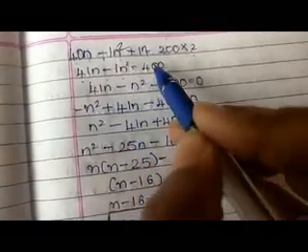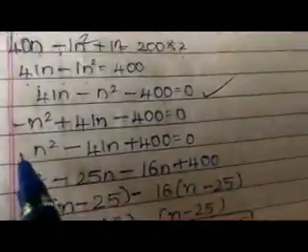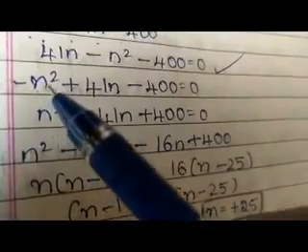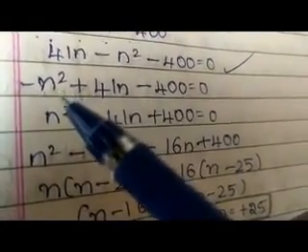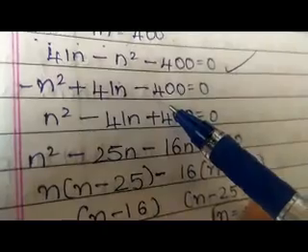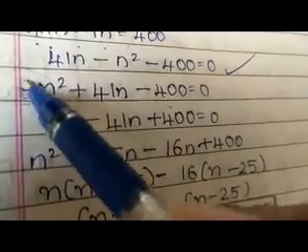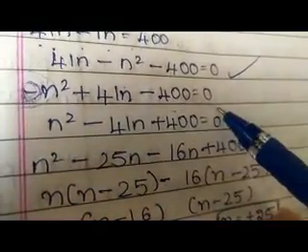41n minus n square, when brought to the other side, becomes minus 400 is equal to 0. Now I told you to arrange them in descending order of powers of x, because it is a quadratic form: ax square plus bx plus c. Here n square and then n and then the constant. And in the first term, there should not be a negative symbol. So for that we have to multiply throughout by a negative symbol.